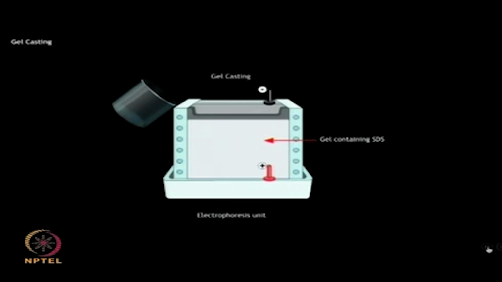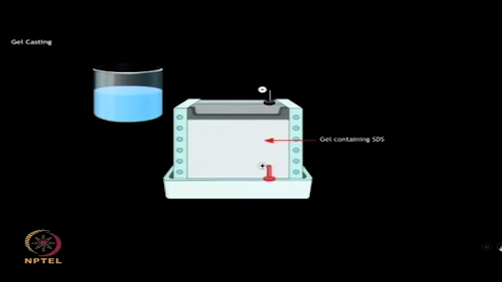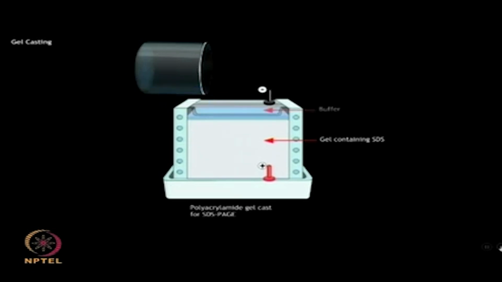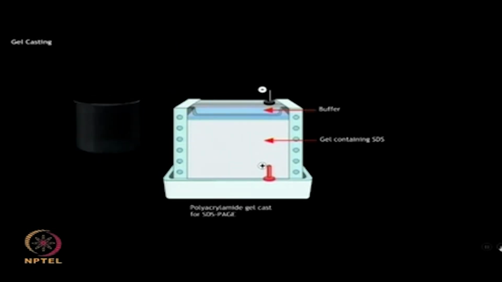The molecular dimensions of the pore can be controlled by varying the amount of N,N'-methylenebisacrylamide, with free radical cross-linking being facilitated by ammonium persulfate, or APS, and TEMED.